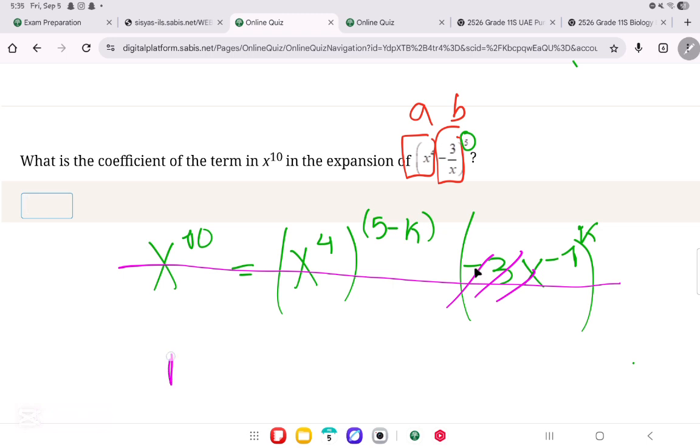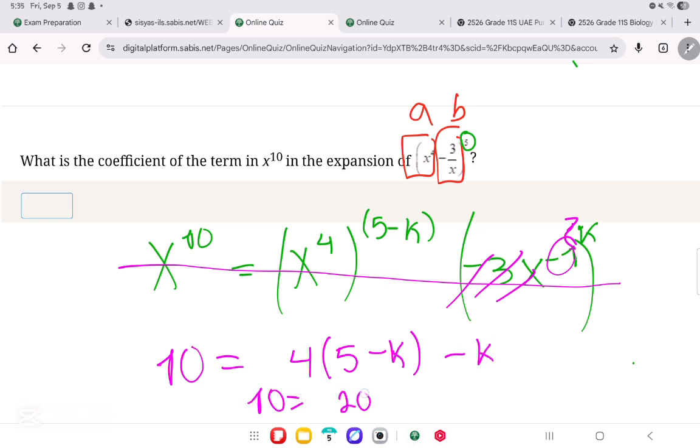So, 10 is equal to 4 times 5 minus k. Now, minus 1 times k is minus k. Perfect. Now expand. 10 is equal to 20 minus 4k minus k. So move 20 to the other side. Minus 10 is equal to minus 5k. That means k is equal to 2. Perfect. Now we have the value of k to be 2.